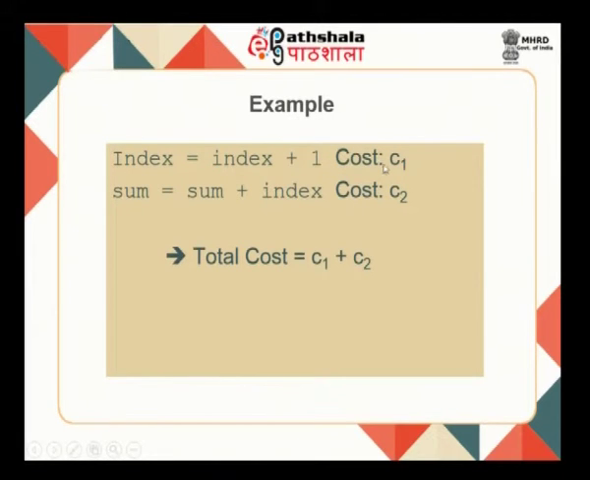For example, if I say this, then it incurs a cost of C1, it can be 1, or it can be anything. So, in general we represent this as C1. This statement represents cost C2. Therefore, this whole segment takes the cost of C1 plus C2. This is how the cost is calculated for sequence.